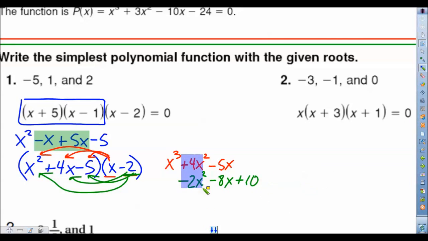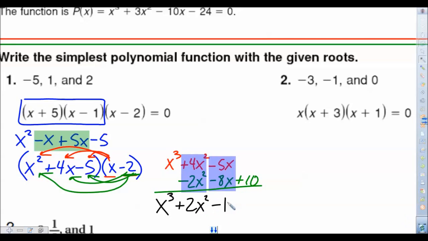Do you notice now I've lined up like terms for my final step, which is simply to combine like terms and write our final answer. So x cubed, nothing to combine it with, so there's our first term. 4x squared minus 2x squared takes us to a positive 2x squared. A negative 5 minus 8 more, we're down a total of 13 x's. And last but not least is that 10. And so here we've written our function in simplest form that would give us these answers of negative 5, 1, and 2.